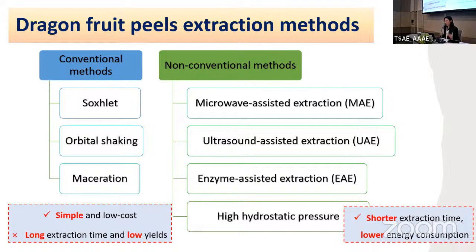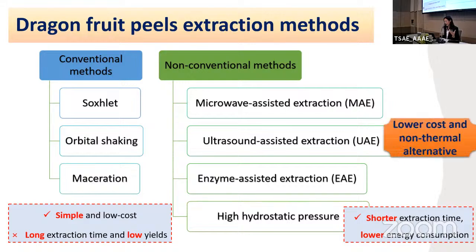And non-conventional methods like microwave-assisted extraction, ultrasound-assisted extraction, enzyme-assisted extraction, and high hydrostatic pressure can overcome these problems. But enzymes and high hydrostatic pressure require really expensive equipment. So microwave and ultrasound are introduced as low cost, but microwave requires some heat, and that heat can reduce those bioactive compounds. So in this study, we will use ultrasound-assisted extraction and compare it with maceration.